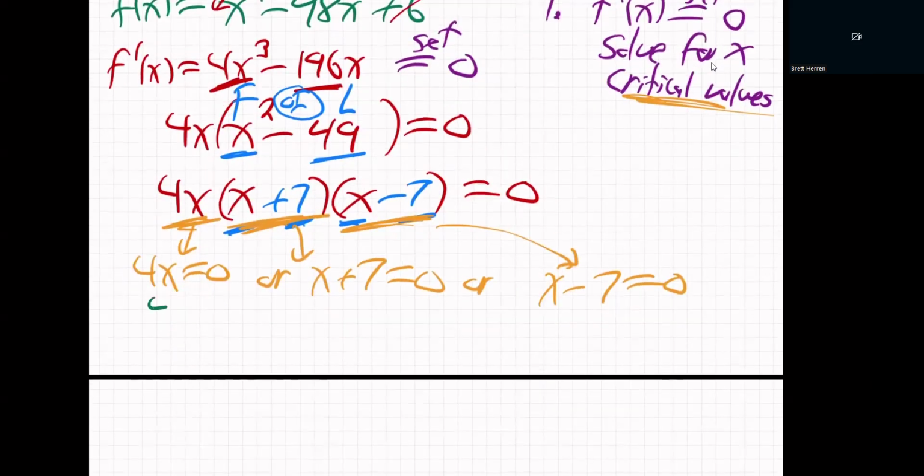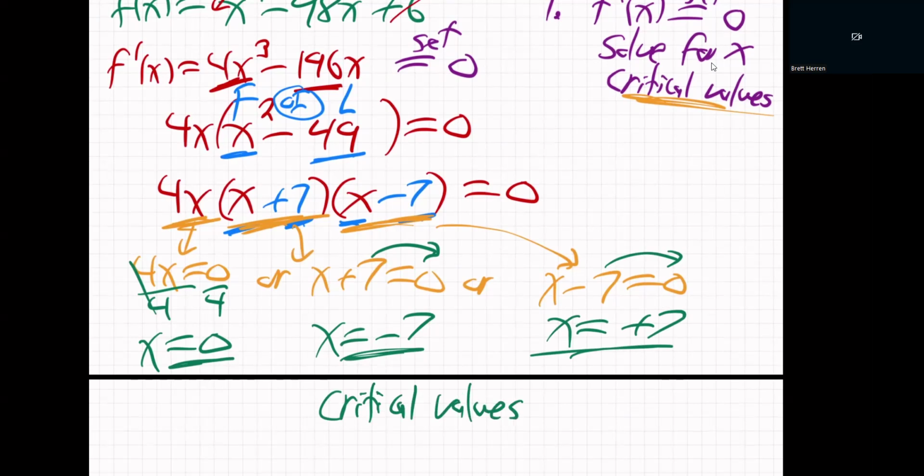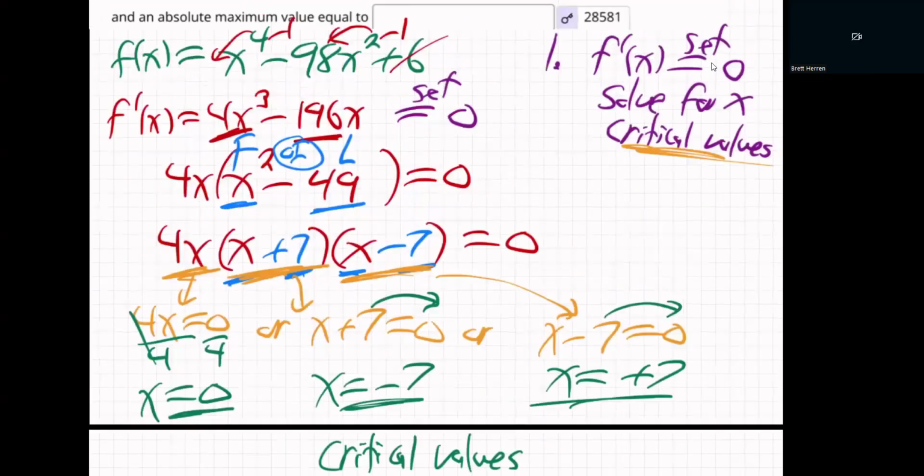And so this one's easy. Divide by 4. So x is 0. They're all easy, huh? Move this over: x is -7. And move this over: x is +7. So those are our three critical values. We found those are places in the middle that could possibly be a highest or lowest point. The other options are the left and the right edge.